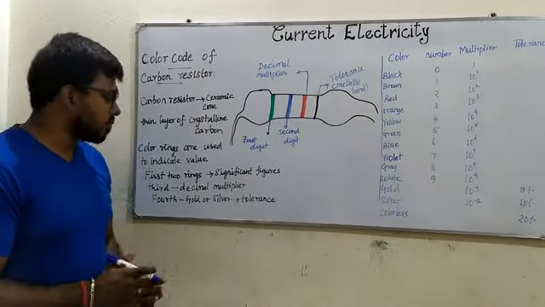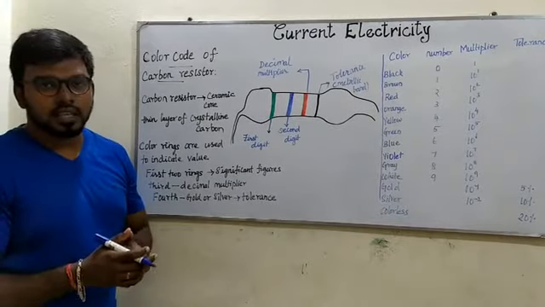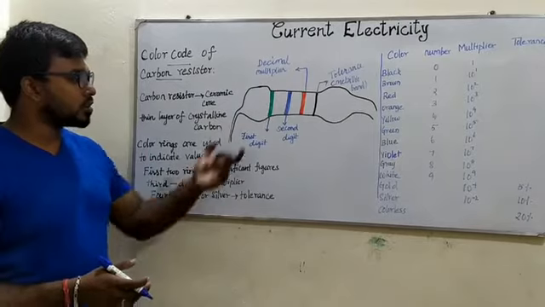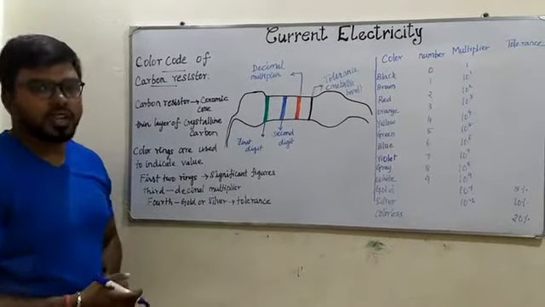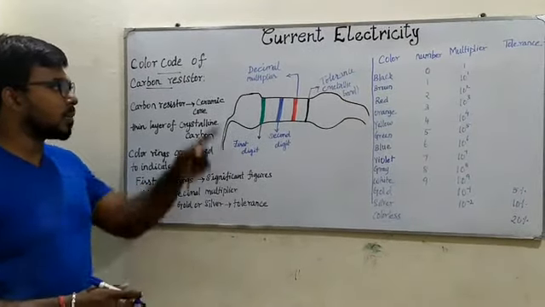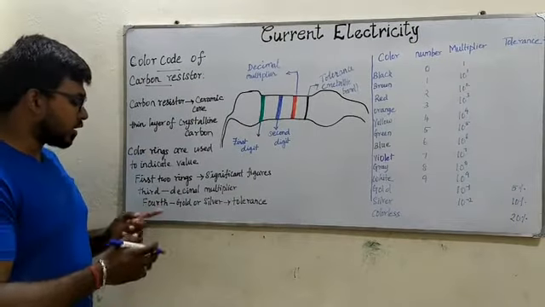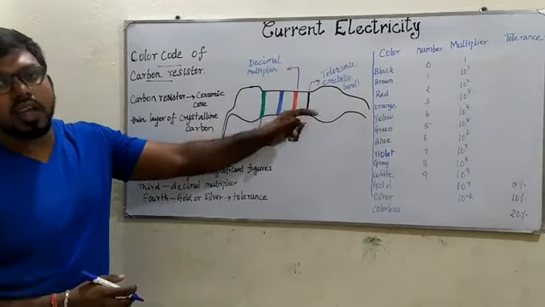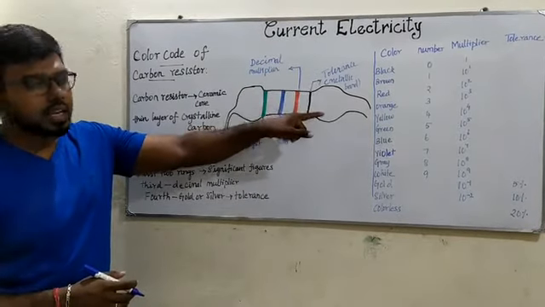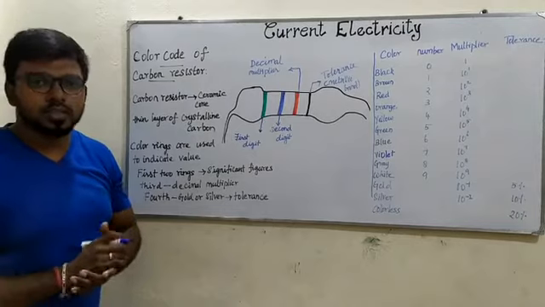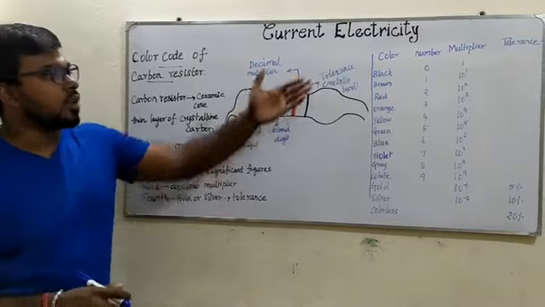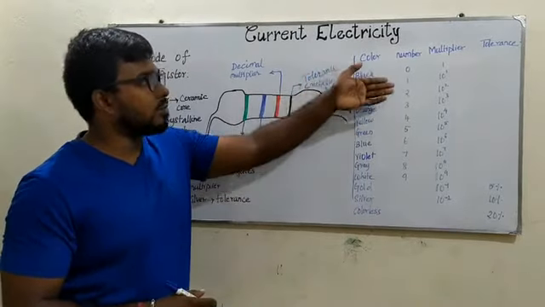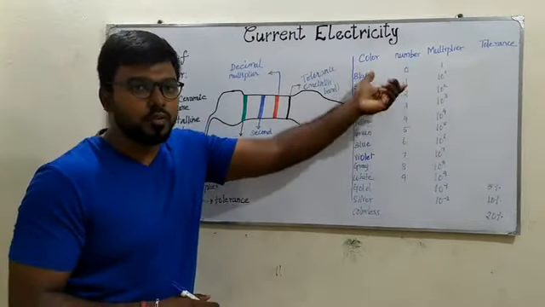As shown in the diagram, normally a carbon resistor consists of 4 ring bands. The first 2 ring bands represent the significant figures, the third one represents the decimal multiplier, and the fourth one, which can be gold or silver, or at times colorless, represents the tolerance of the resistance. The tabulation shows you the color, number, multiplier and tolerance of each color.